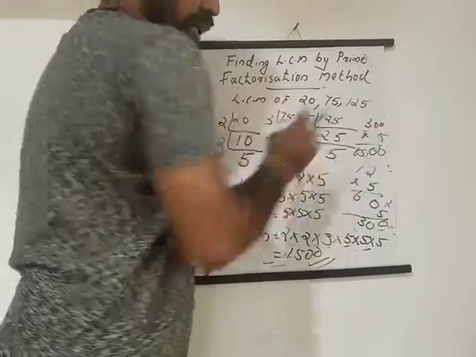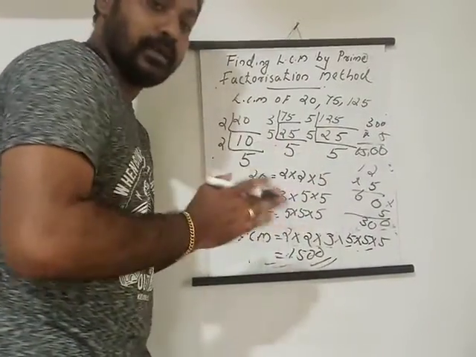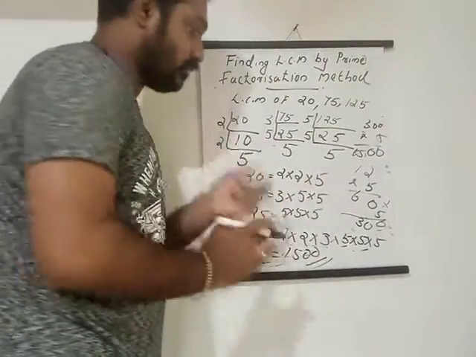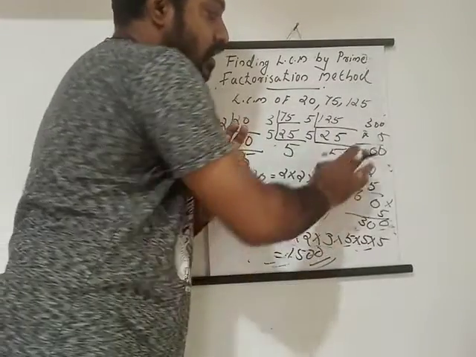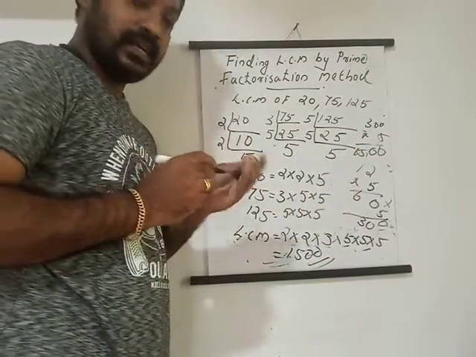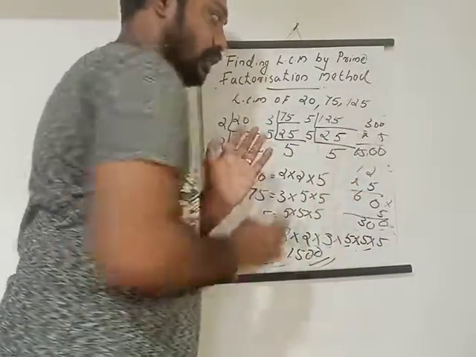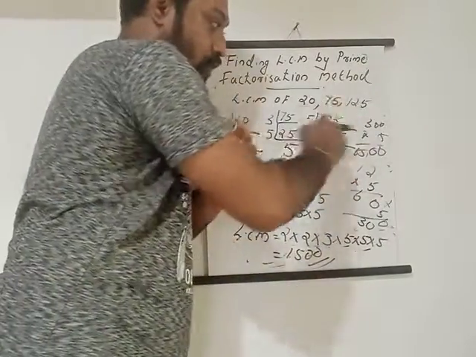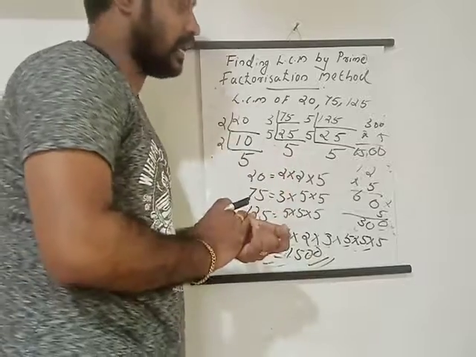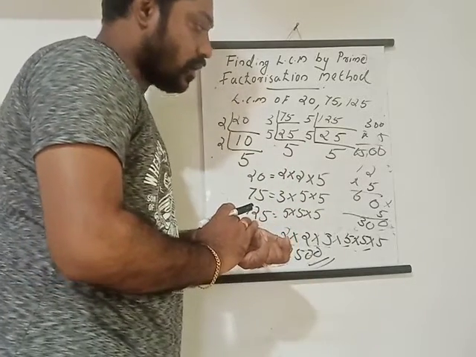This is the LCM. Because these numbers are very big, the least common multiple or lowest common multiple of these 3 numbers, 20, 75 and 125, is 1500. Understand? This is the only number that comes in the tables of these 3 numbers. That is the meaning of the least common multiple.